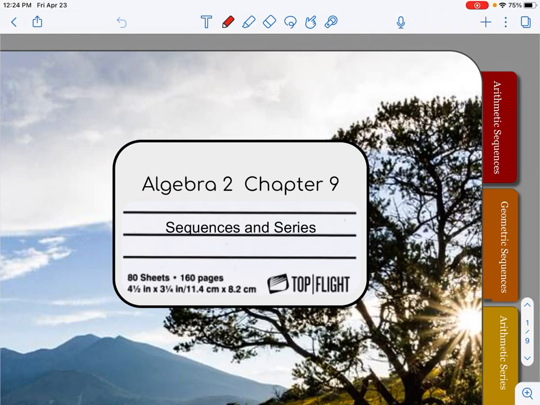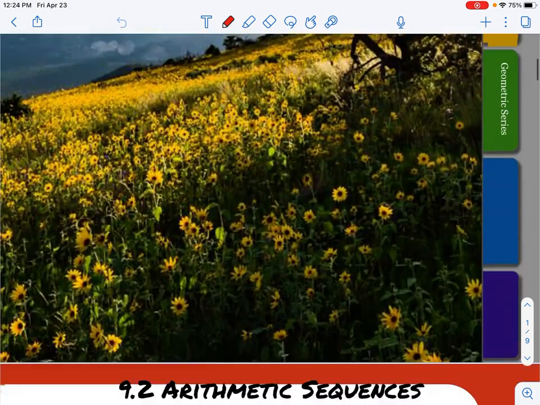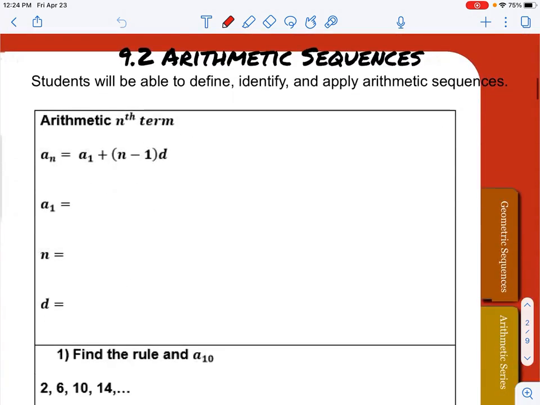Hello, today we are beginning Chapter 9 about sequences and series. We're going to start with 9.2, arithmetic sequences. You guys will be able to define, identify, and apply arithmetic sequences.